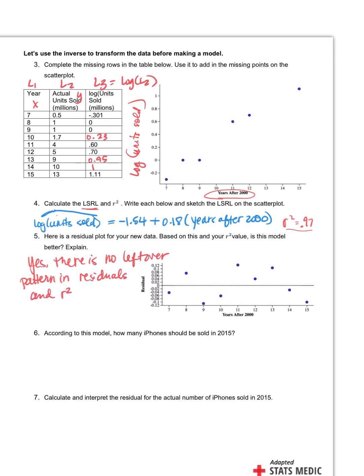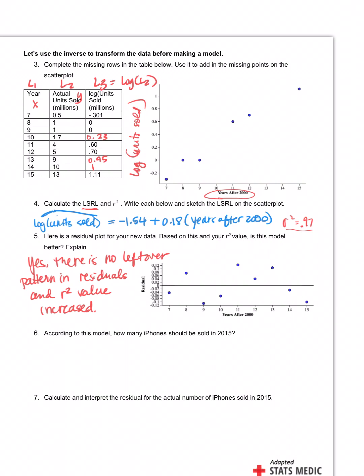And the R squared value increased, right? Both are indicators of a better fit. Okay, so we're saying this model is good. So then it says, according to this new model, how many iPhones should be sold in 2015?